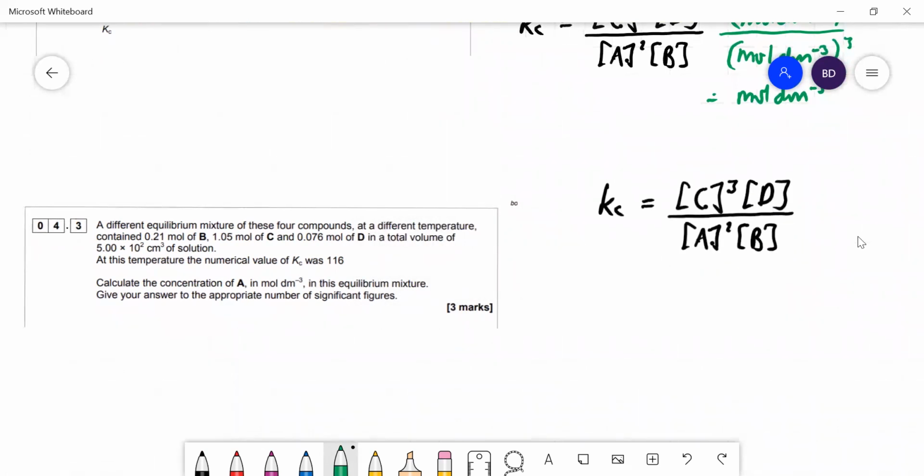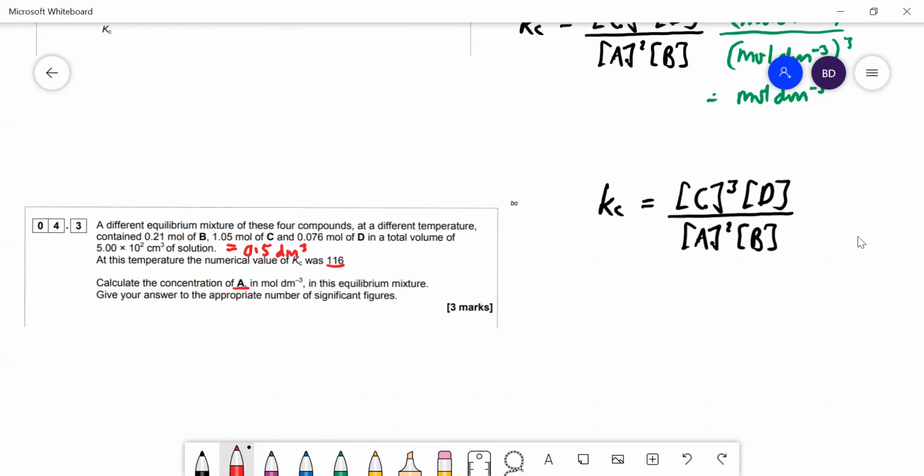At a different temperature, it contained this many moles of B, C, D in a total volume of 5 times 10 to the 2 centimeters cubed, which is equal to 500, which is equal to 0.5 dm cubed. So a little bit of messing about with units from them there, and standard form and so on. So 500 centimeters cubed is 0.5 dm cubed. Right, and they give you the value of Kc, and they want you to work out the concentration of A.